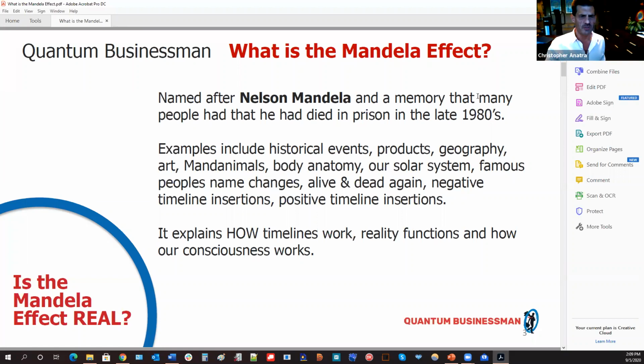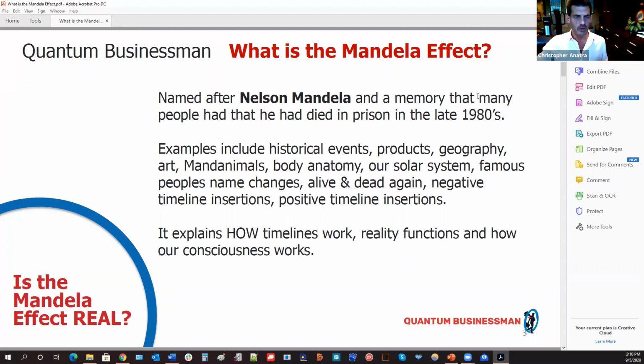Our solar system, now all these planets, for example, have rings. So there's solar system Mandela effects. Famous people's names have changed. There's a phenomenon called alive and dead again, where you would have, like Mandela, a memory of someone dying. Another example might be Jim Nabors, who played Gomer Pyle and a lot of other stuff.